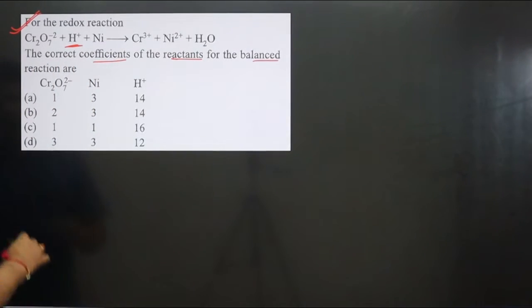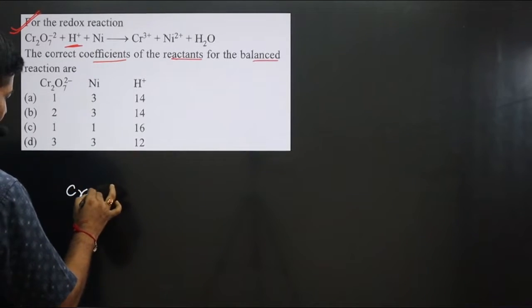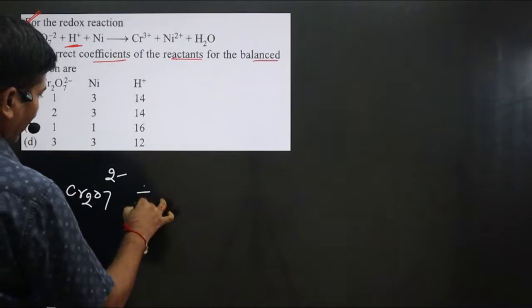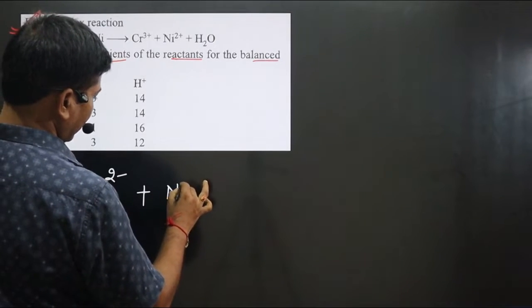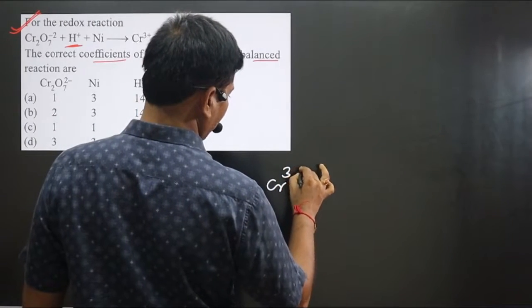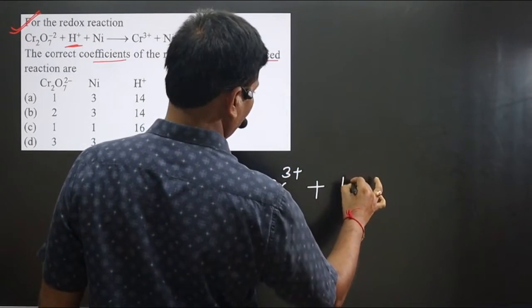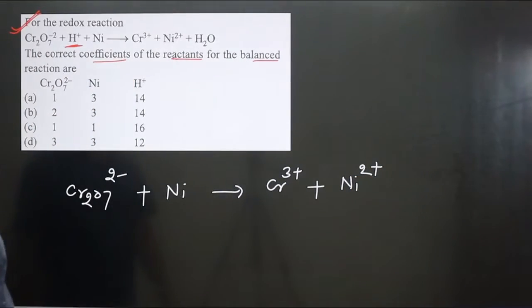Let's write down the equation. We have Cr2O7 2 minus, and then we have H plus ion, which is a part of the medium. We can balance it later on. Nickel metal is there. On the other side we have Cr3 plus, and then we have nickel 2 plus.